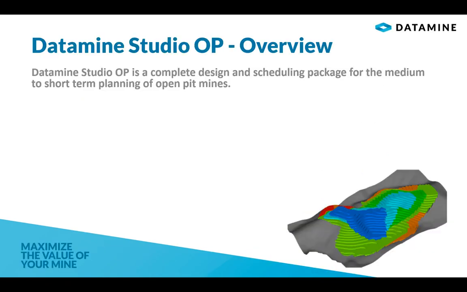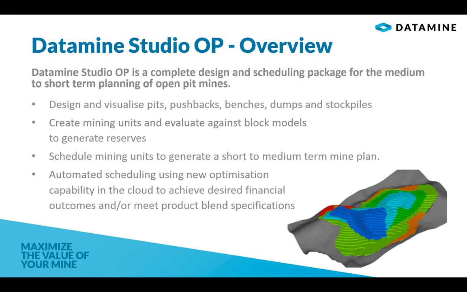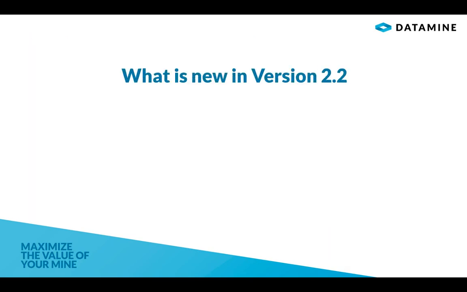Datamine Studio OP is a complete design and scheduling package for medium and short-term planning of open pit mines. We can design and visualize pits, pushbacks, benches, dumps and stockpiles, create mining units and evaluate against block models to generate reserves, schedule the mining units to generate short to medium-term mine plans, and use automated scheduling using new optimization capability that we've introduced. But the focus of this presentation is what is new in version 2.2.